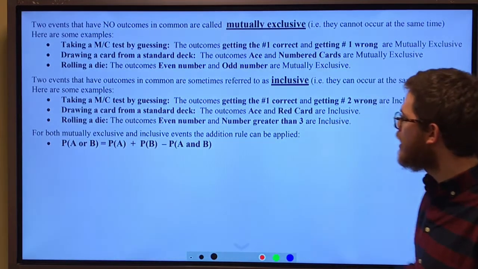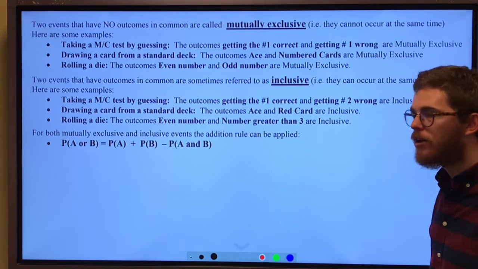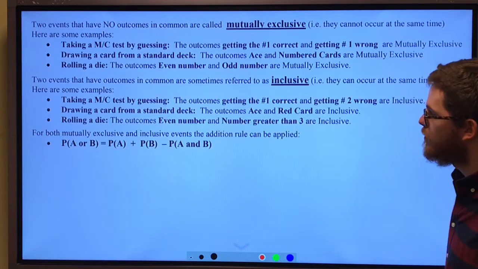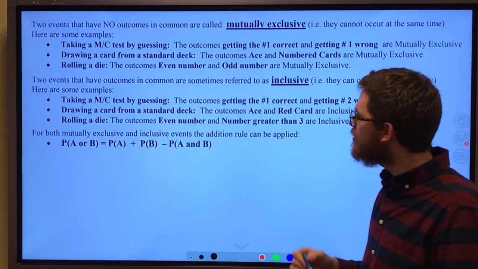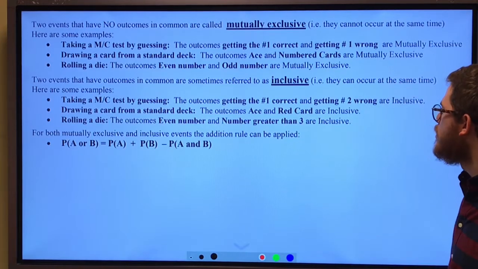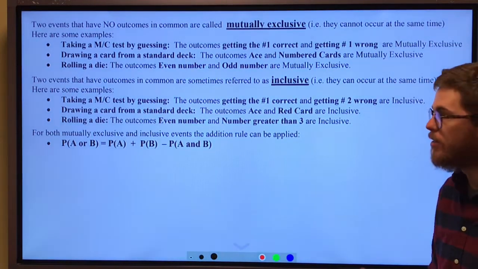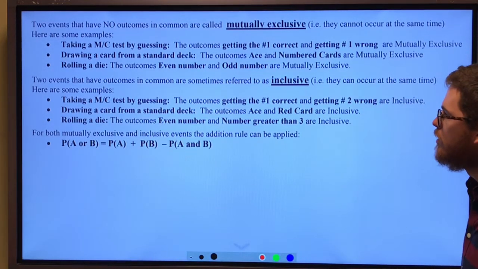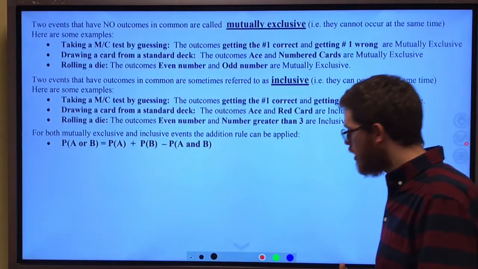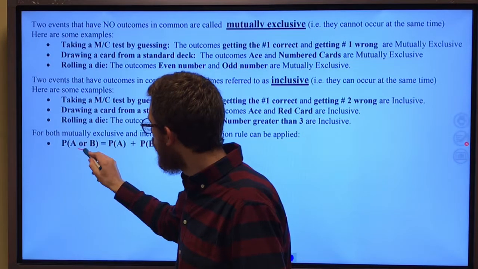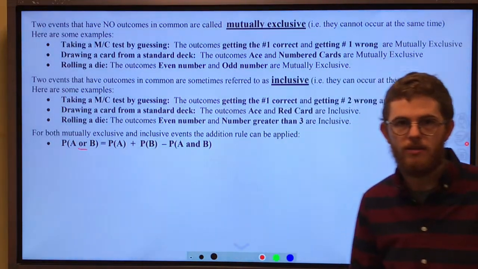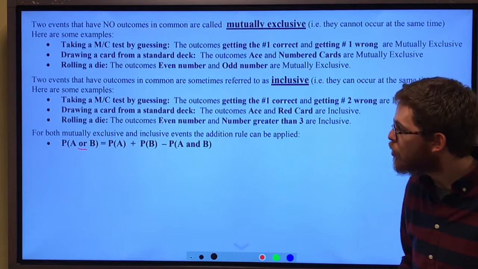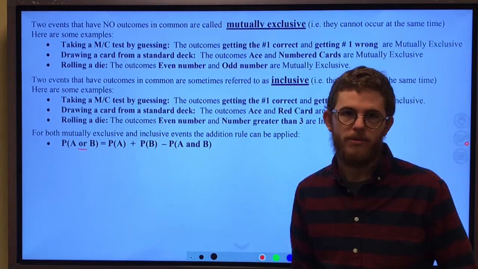Drawing a card from a standard deck, the outcomes of ace and red card are inclusive. There are red cards that aren't aces, but these do overlap. Rolling a die, the outcomes even number and number greater than 3 are inclusive. They share some outcomes. For both mutually exclusive and inclusive events, the addition rule can be applied. So, if you're trying to find the probability of A or B, and we're going to see that a lot today, you find the probability of A, the probability of B, and you subtract away the overlap.